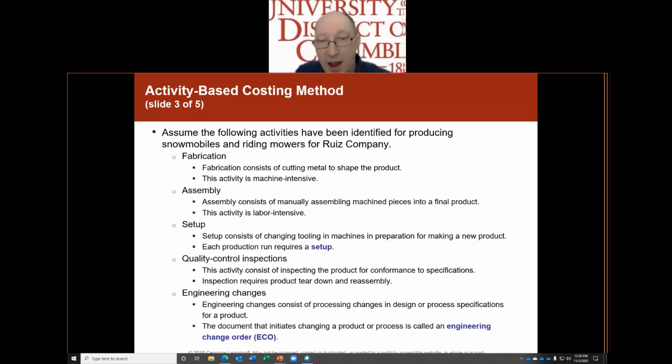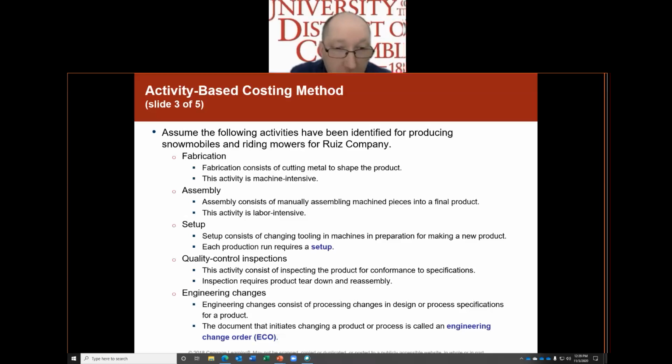Then we have assembly. Assembly consists of manually putting together machine parts into the final product. This is very labor intensive. Somebody has to lift the engine to put it onto the brackets. Somebody has to put together the bottom of the drive shaft. Somebody has to put together the various components from the fabrication department.